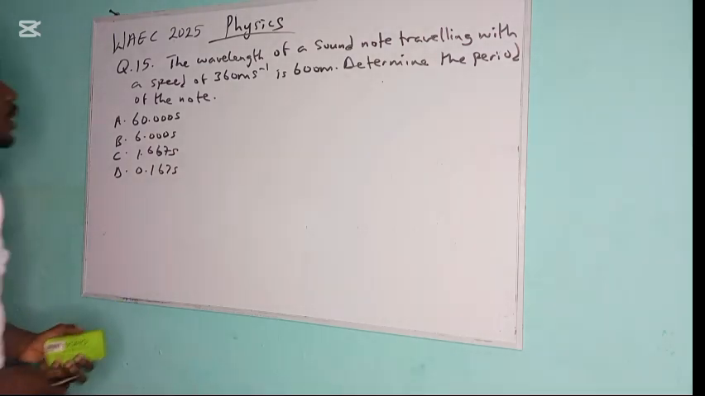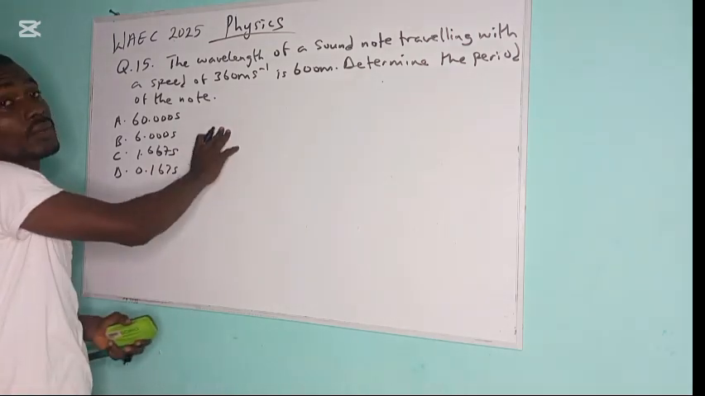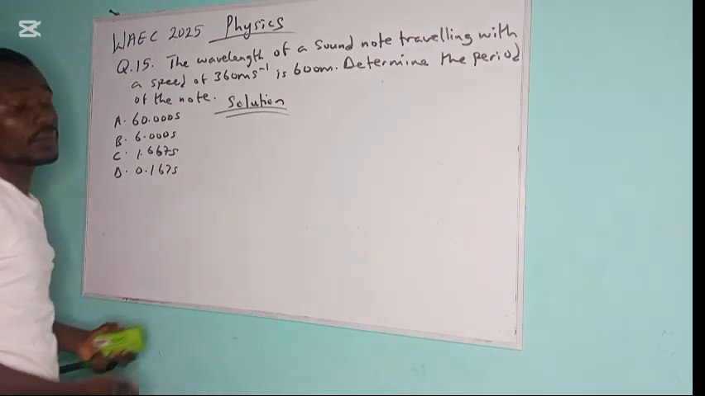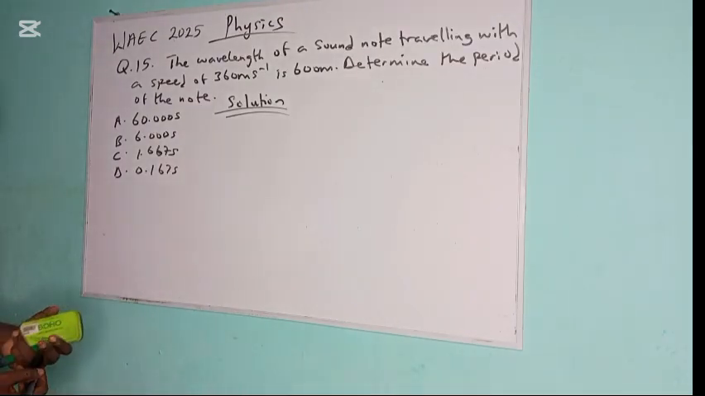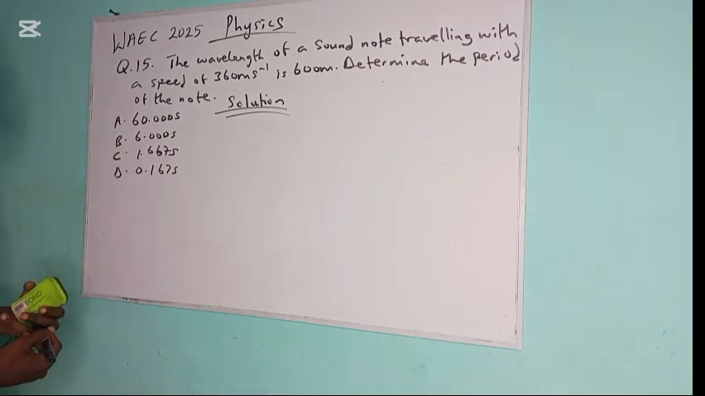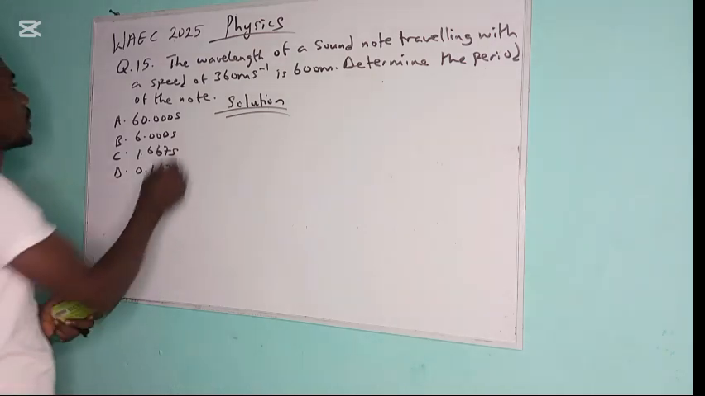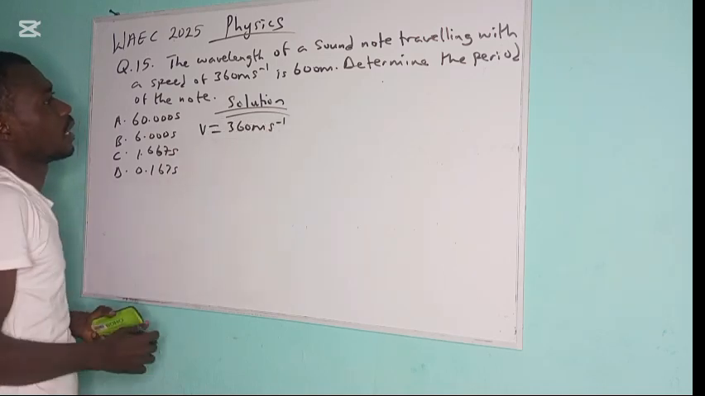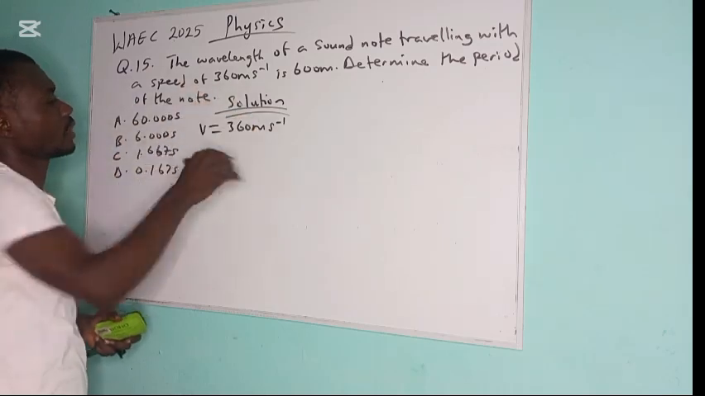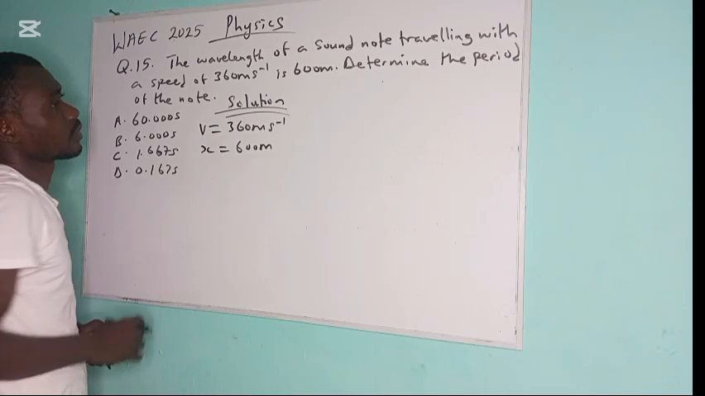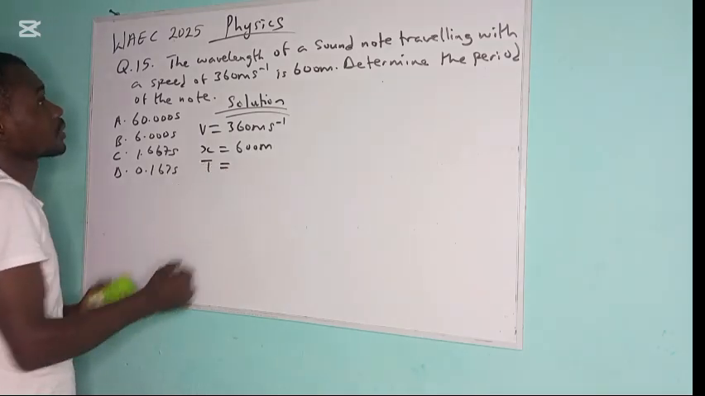So this one is talking about how sound waves travel. So this is sound waves, so it's still under waves. Okay. And what we need is just to bring out the parameters that are given there. So what are those parameters? So we have the speed, which is 360 meter per second, and then they say it travels a distance, 600 meters. Determine the period of the notes.